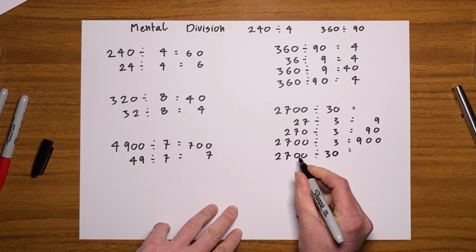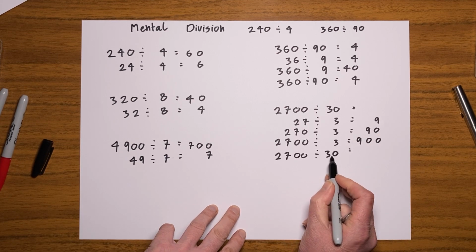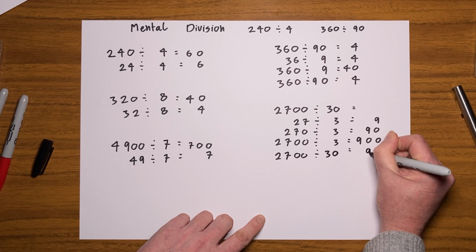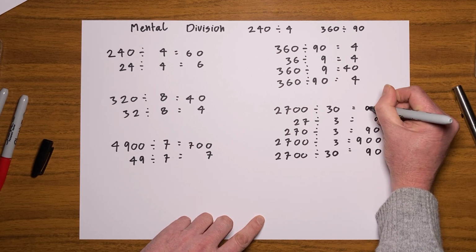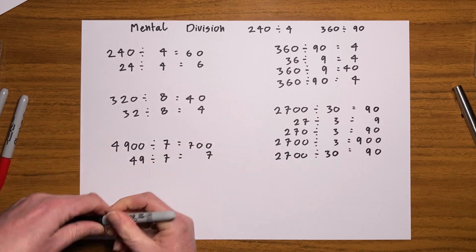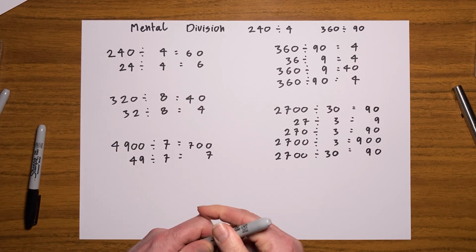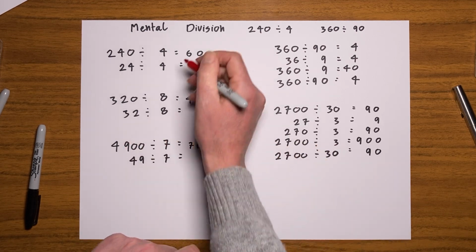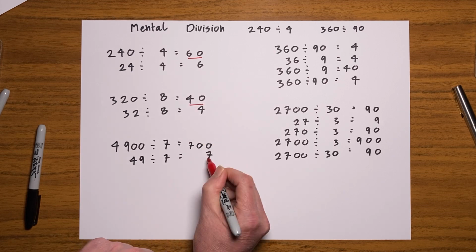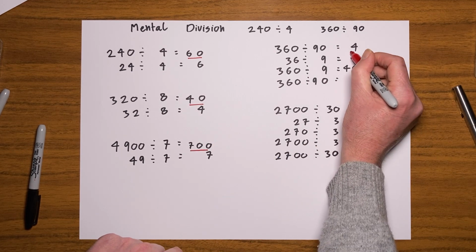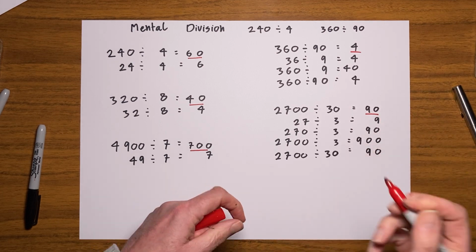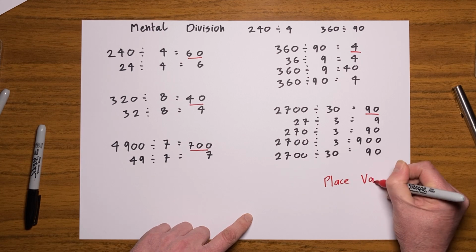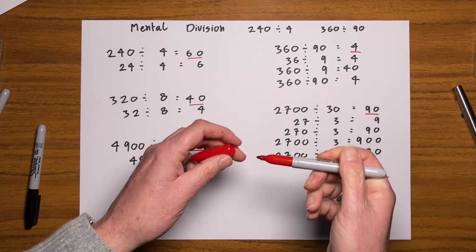Now here, I'm not sharing this amongst 3 people, I'm sharing it amongst 30 people. So they're going to get 10 times less. So they will end up getting 90. And that gives me my answer. Have a good look at this. Do play it over again. Think to yourself, what are you doing? Are you sharing it with 10 times as many people or 10 times fewer people? And that will then help you with what you are doing. As always, it's all about place value. And of course, knowing your times tables.